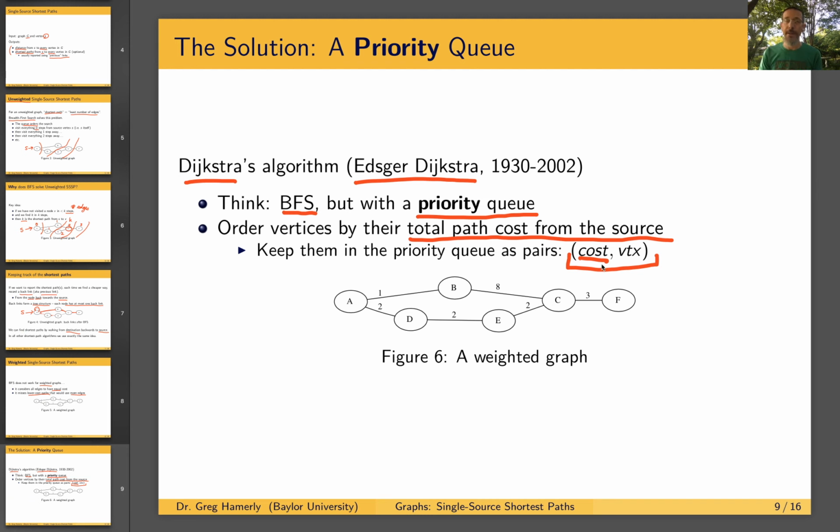So that is the first thing that we put into the priority queue element. But we need to store which vertex we are talking about. So that's the second thing. So the cost comes first. That's the total path cost from the source. And then the vertex comes second. And the cost comes first so that if we're making comparisons by first things first, the cost gets compared first.